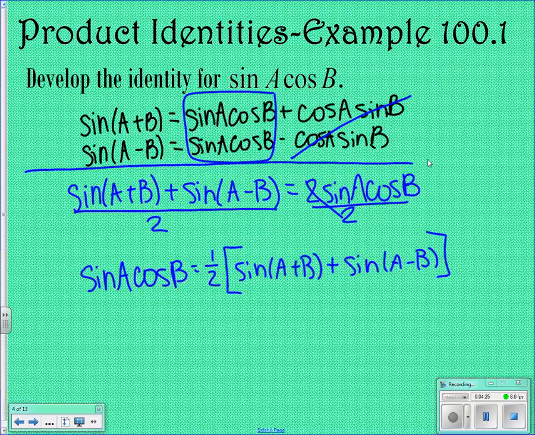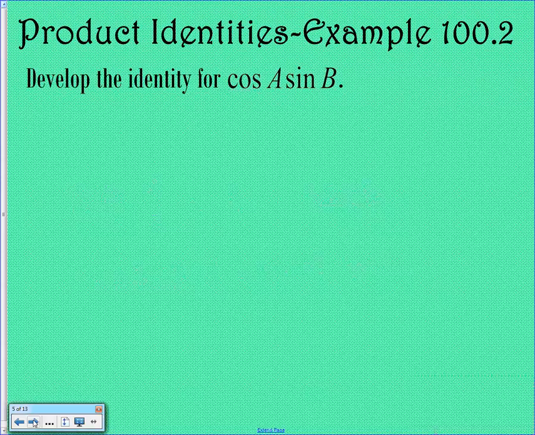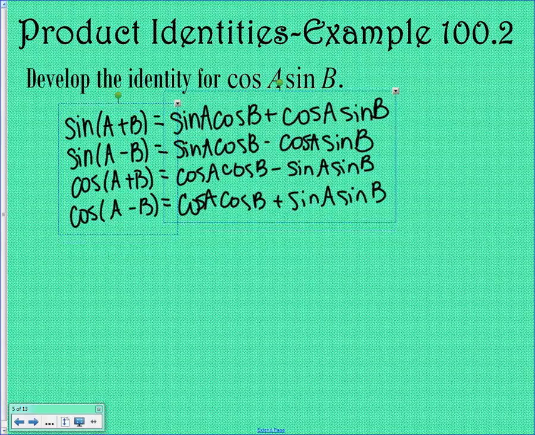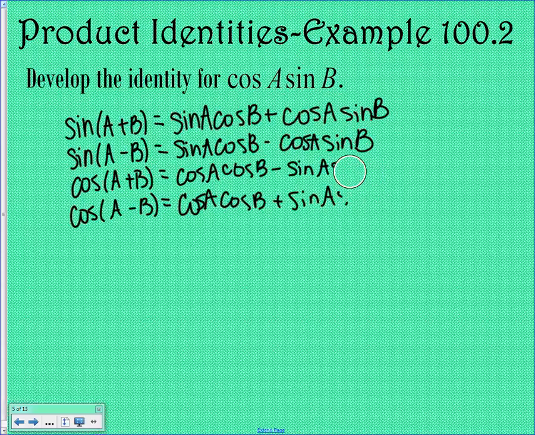You have to know the sine of A plus B and the sine of A minus B in order to develop it, but it's a pretty short development once you know which two to use. Okay, let's look at the next one. We want to develop the identity for cosine of A times the sine of B. So let's look at these. Which one has the cosine of A and the sine of B? The top two. So we're again going to erase the bottom two.